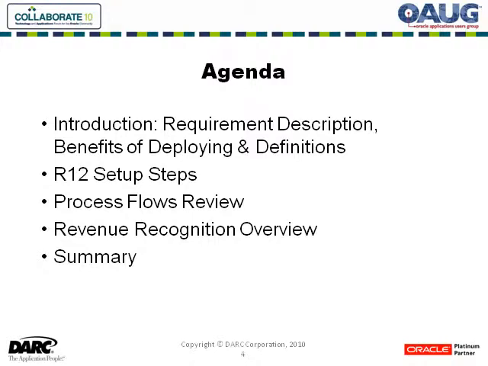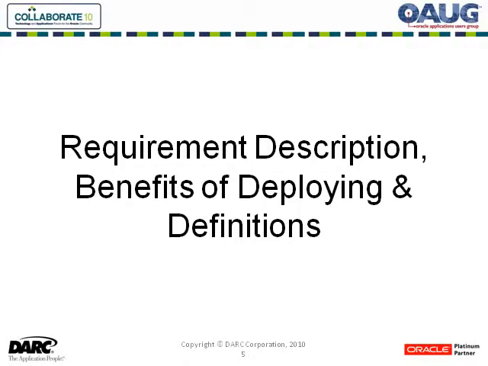Today, just in terms of how we'll be moving through the information, our agenda is as follows. I'll start out by introducing the requirement description, including the benefits of deploying this and the definitions for the terms. We'll next go through the R12 setups required to get the functionality in place. Then we'll continue with process flows review, a revenue recognition overview, and then we'll conclude with a summary of things not to forget and/or keep in mind.